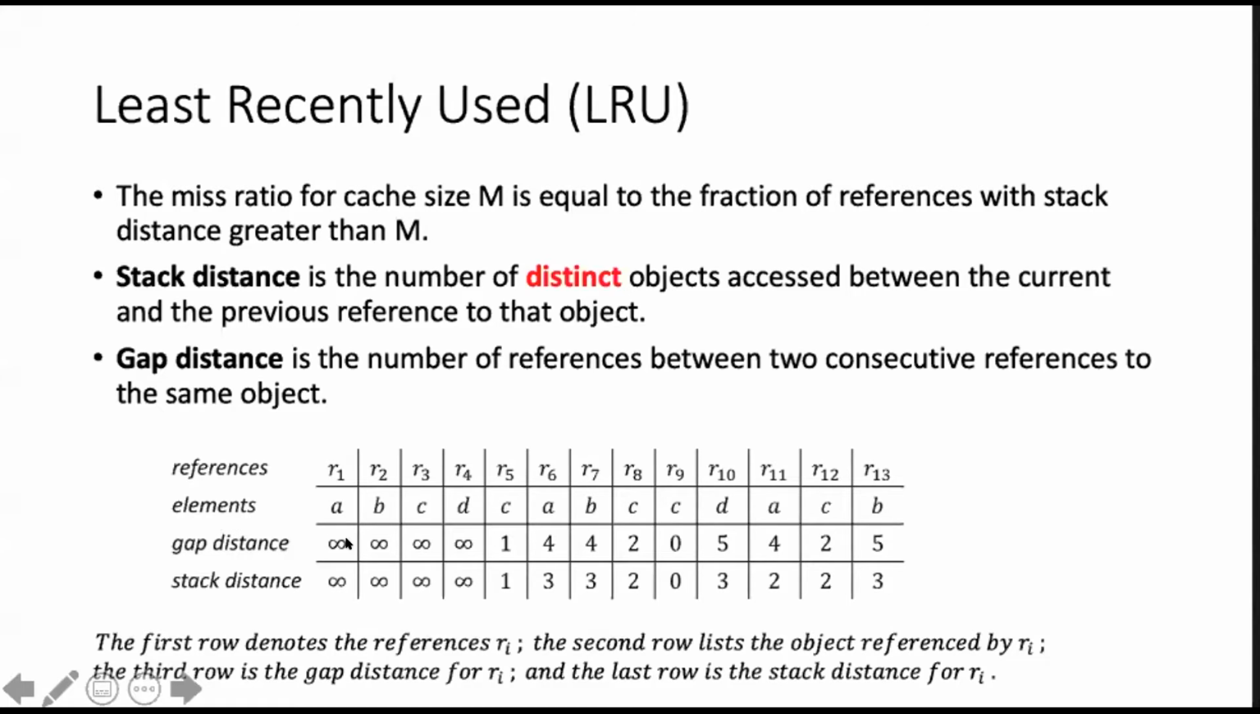The third row represents the gap distances. For example, for the fifth reference again, the gap distance is 1, because between the last reference to element C, which is R3, there's only one reference in between. So that's 1. The last row is the stack distances. Let's take R6, for example. The sixth reference is A, and the last reference to A is R1. In between, we have 4 references, so the gap distance is 4. However, we only have 3 distinct elements, which are B, C, D. So the stack distance is 3.